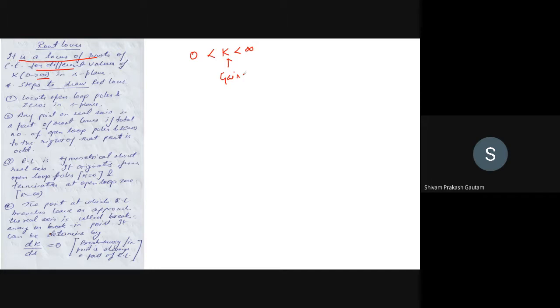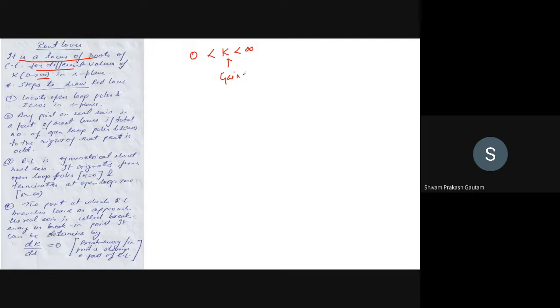Okay, now there are certain steps which have to be followed in order to draw the root locus accurately. One by one we will see those steps. For your reference, I have already written down the steps on the left hand side of the slide, so you can follow these steps from there as well.